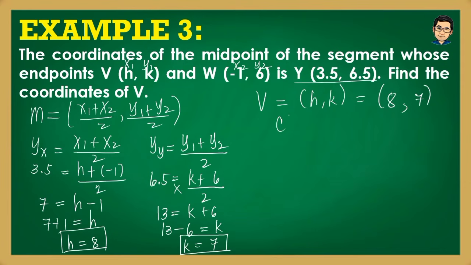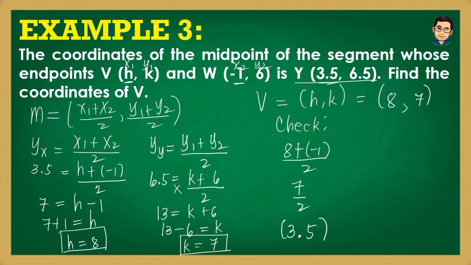So, to check, okay, so dun i-add muna natin yung x-coordinate ng V tsaka W. So, yung h natin is 8. And then, yung x sub 2 natin is negative 1. Divided by 2. So, 8 plus negative 1 is positive 7 over 2. So, 7 over 2 is 3.5. Ayan. Next. So, tama po yung 3.5.